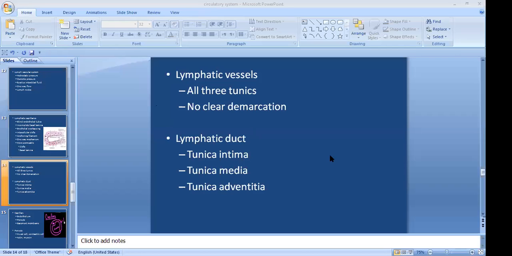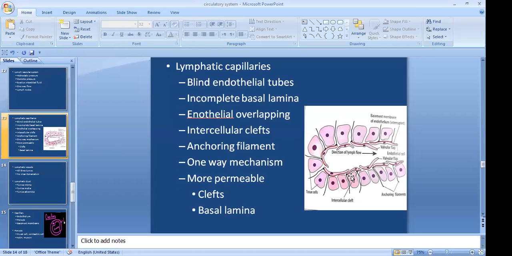Because the endothelium overlaps. You see here, you see the endothelial cells overlap over the other endothelium. They are not in continuity. And because of this overlapping, there is a one-way mechanism, or the flow is in one direction only.